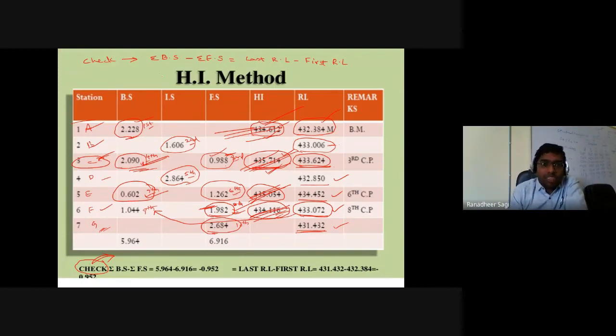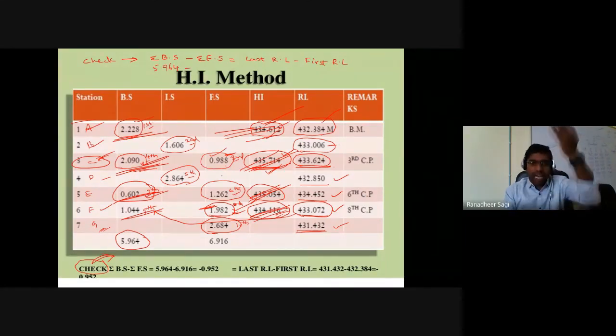Now, what is the sum of all the back sides? How many back sides do we have? Four back sides are there under the back sides column: 1, 2, 3, 4. The sum of all these back sides comes to 5.964 meters. So 5.964 meters is the sum of all back sides, minus the sum of all the fore sides.